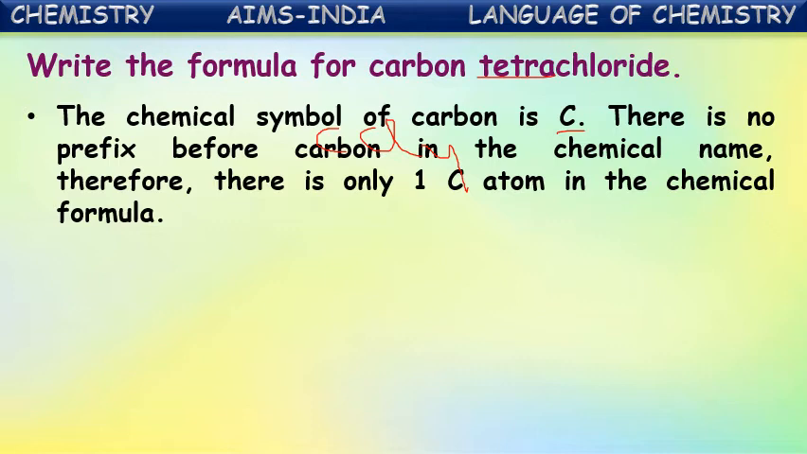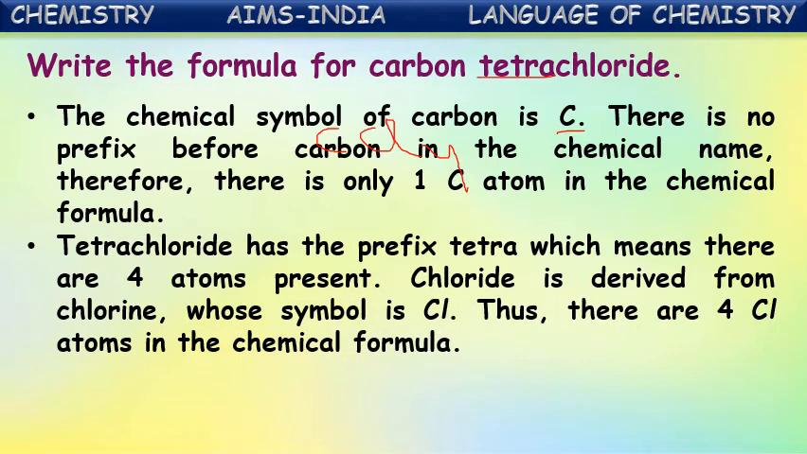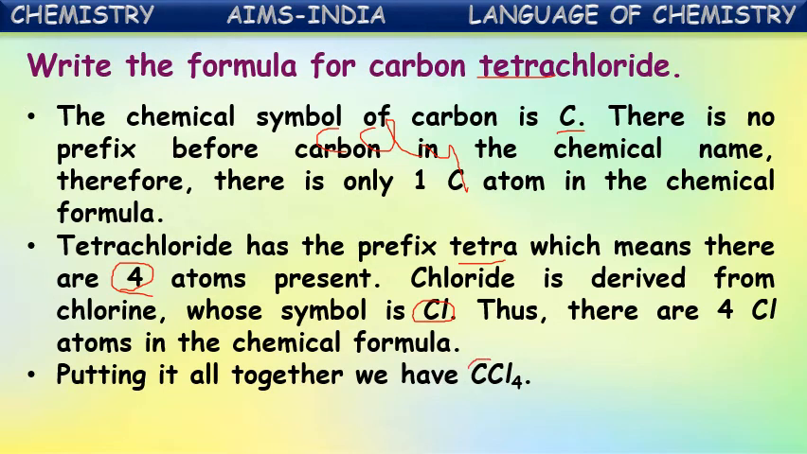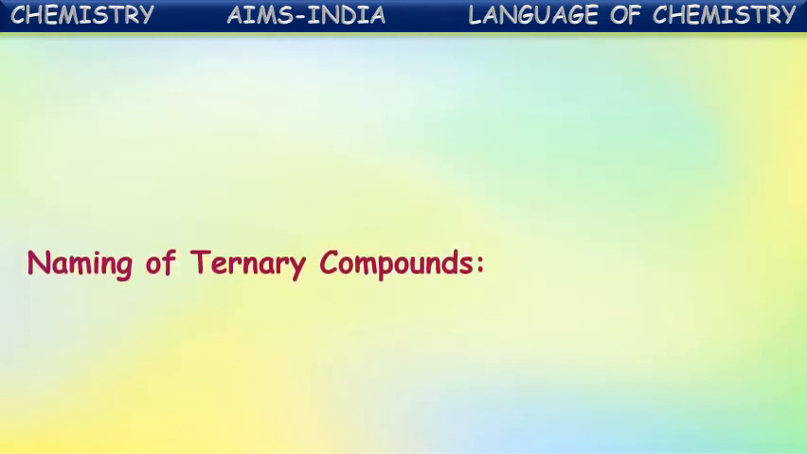Therefore, there is only one carbon atom in the chemical formula. Yes, that's why C. Tetrachloride has the prefix tetra, meaning 4 atoms present. So chloride is derived from chlorine, whose symbol is Cl. Thus there are 4 chlorine atoms in the chemical formula. So the total chemical formula is CCl4, carbon tetrachloride, CCl4.